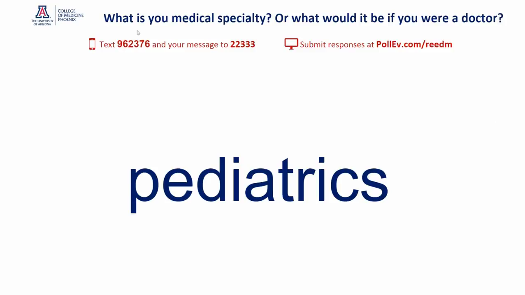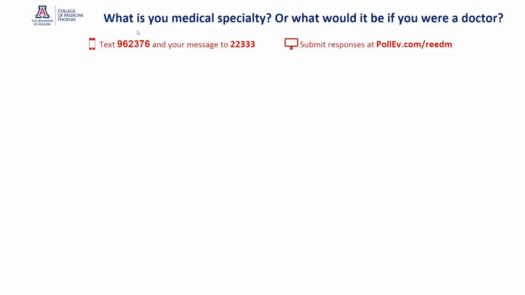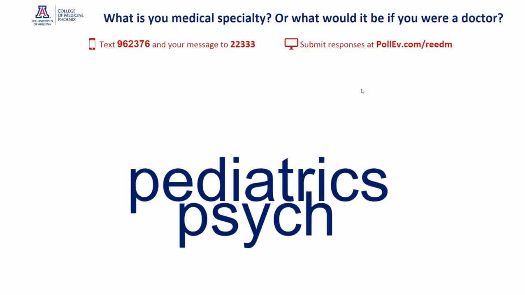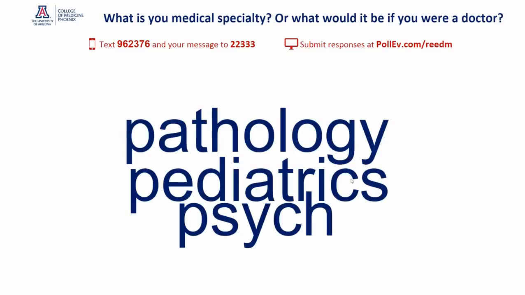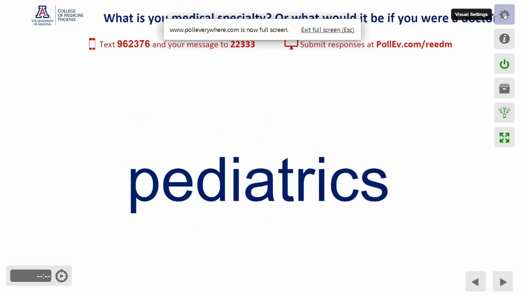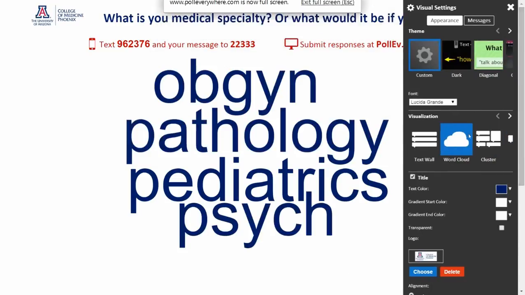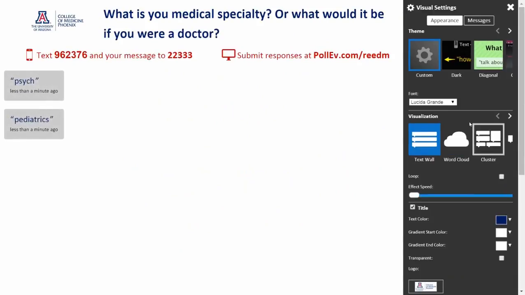So it's easiest to type 962376, space, and then type out whatever message you want to appear on the screen. So I have this set to, I think this is looking like a word cloud or something. There's 4 different types of response you can put up here. In fact, since we have it running right now, I'm just going to go into the visual settings and change it, yeah, it's word cloud. So I'm going to change this to a text wall visualization.